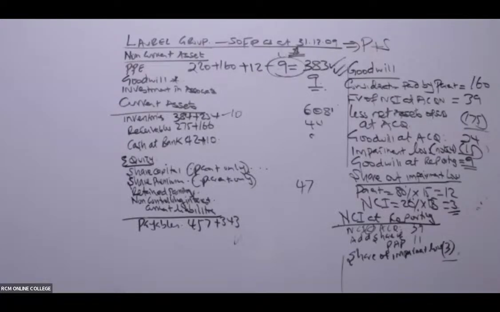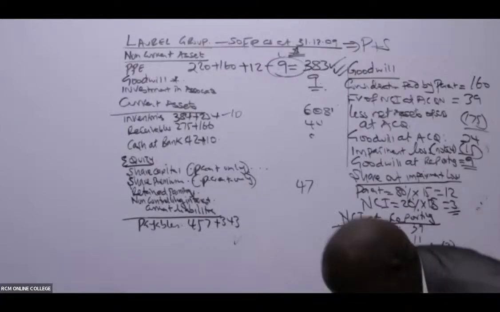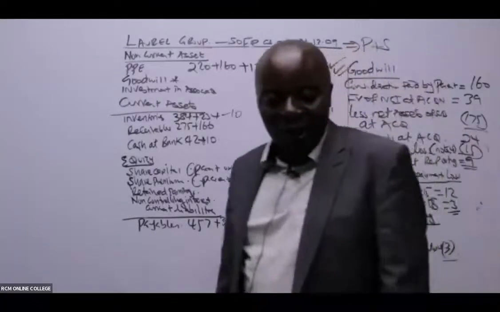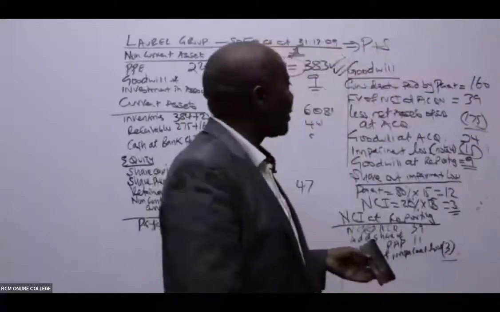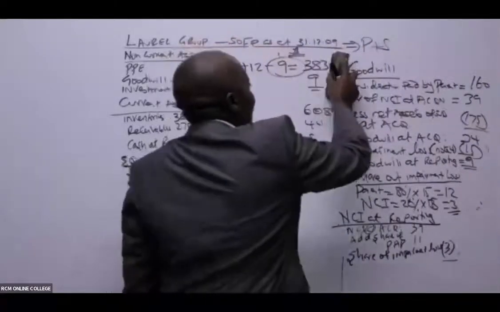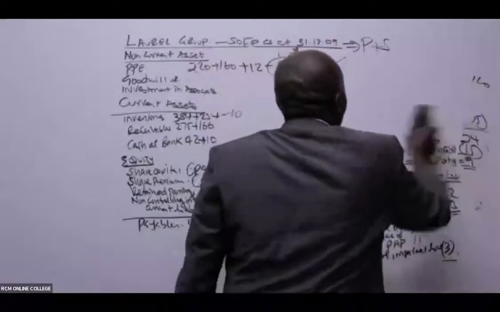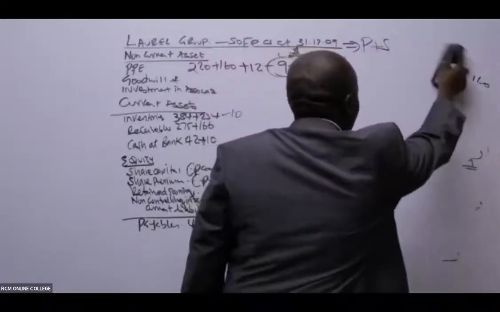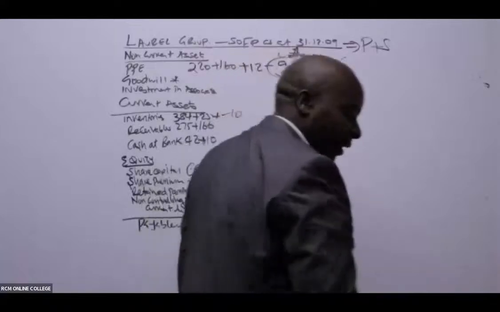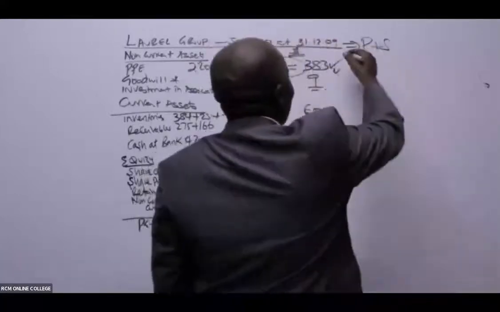Investment in associate is normally, if you fail this one, then you have a problem, especially with practice. If you practice a little bit, then you will always get it right. So investment in associate. This is normally the easiest. Investment in associate now.